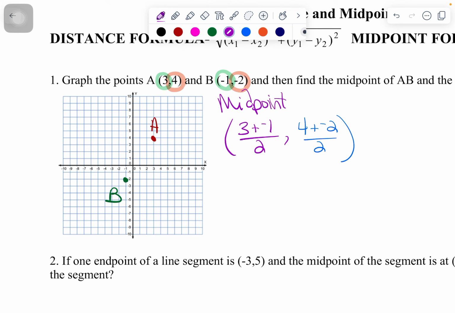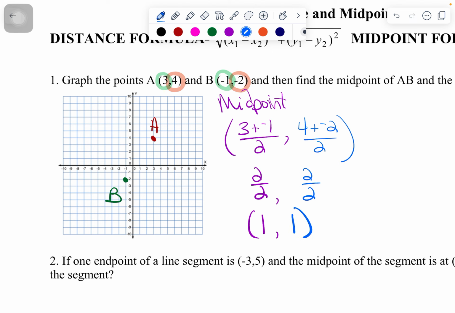So dealing with the x values, 3 plus negative 1 is 2. 2 over 2 is simply 1. All right, so now we have an x value. For the y values, 4 plus negative 2 is 2. 2 over 2 is also 1. I don't know why I wrote that 1 differently, so let me make that the normal one.